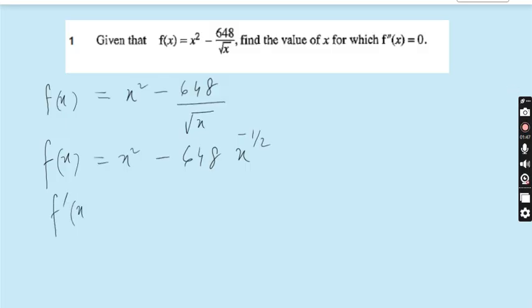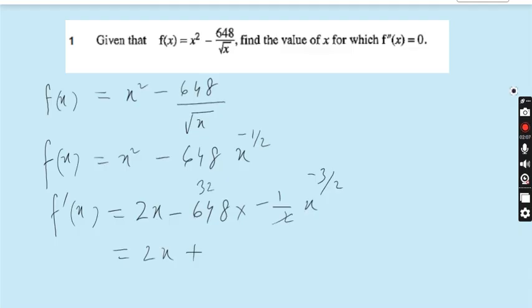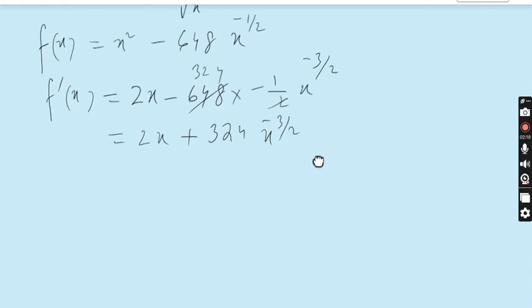Find the first derivative. The derivative of x squared is 2x, minus 648. The derivative of x to the power minus half is minus half into x to the power minus half minus 1, which is minus 3 upon 2. So 2x, minus minus plus, 2 3s are 6, 2 2s are 4, 2 4s are 8, 324 x power negative 3 upon 2.